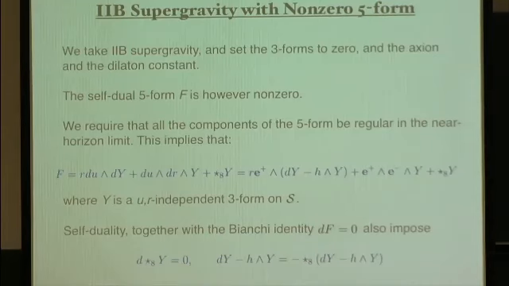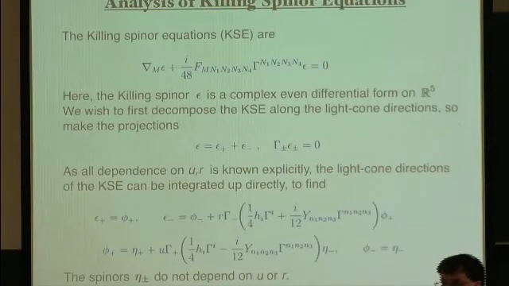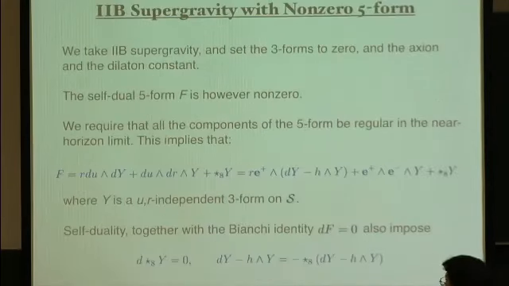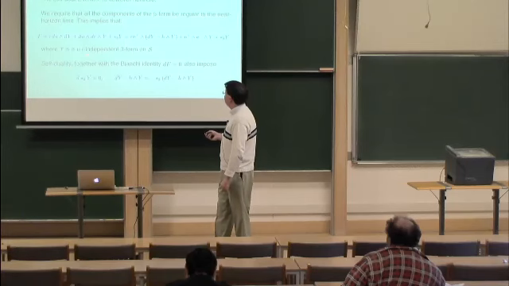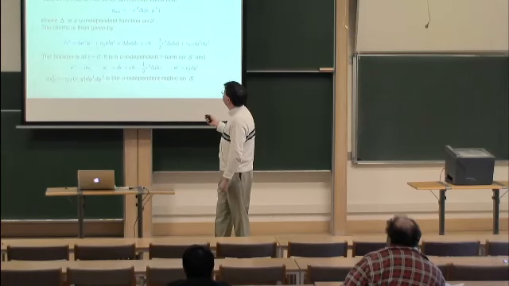Now, we want this 5 form to be self-dual, and we also want it to be closed. And when you impose that, you get conditions on this 3 form y. It has to be co-closed, and the 4 form dy minus h wedge y on S has to be anti-self-dual. Sorry, where did H come from? Can you go back? Well, this little h, H is coming from this component of the metric.